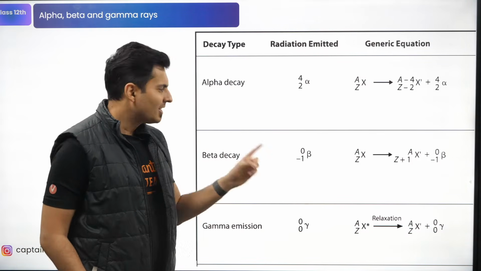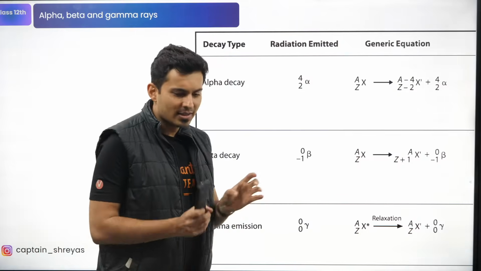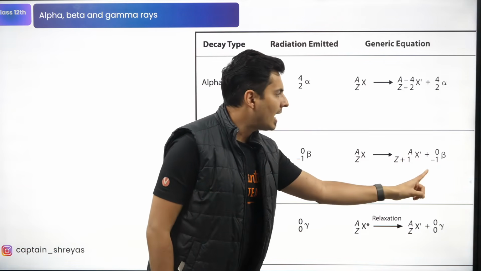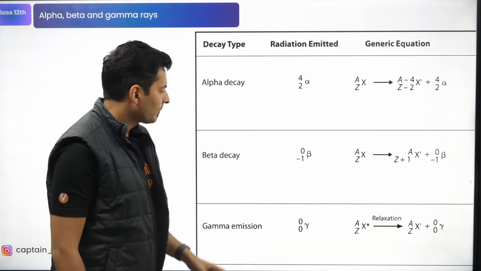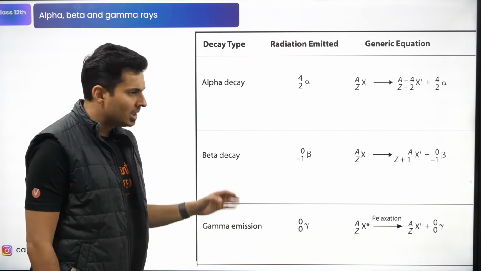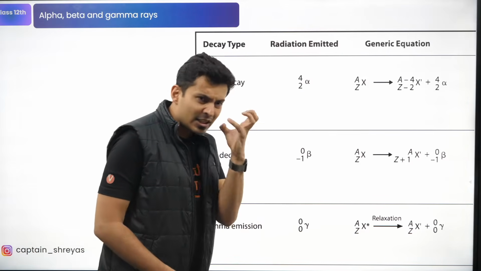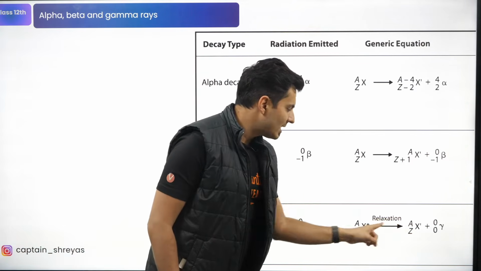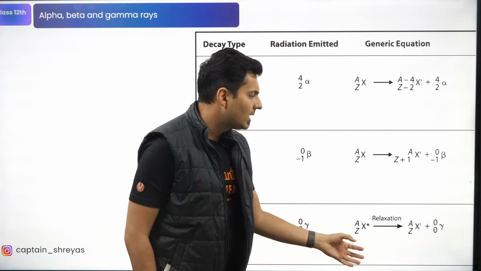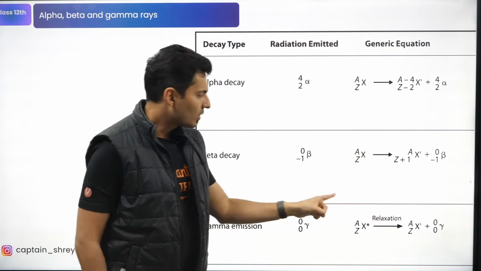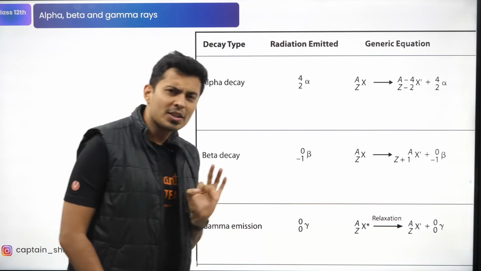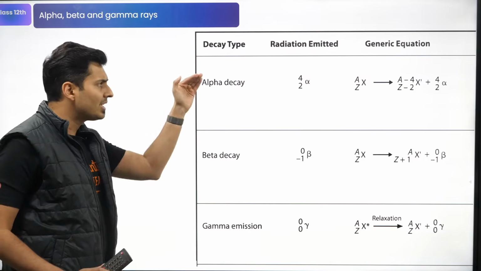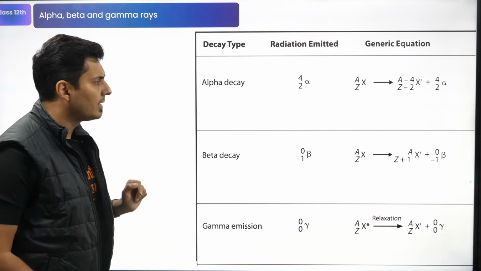This happens because a neutron inside the nucleus converts into a proton, so that increases the atomic number, and an electron is just thrown out. The last one is the gamma emission. In that you will see the excited nucleus comes to a lower energy state. So you will see this is excited, this is ground state, and it releases a photon. So there is no change in mass number or atomic number. There is no change in gamma radiation. Only changes happen in alpha or beta decays.